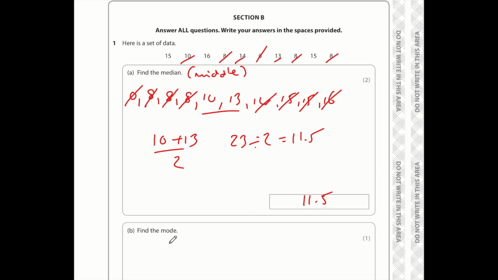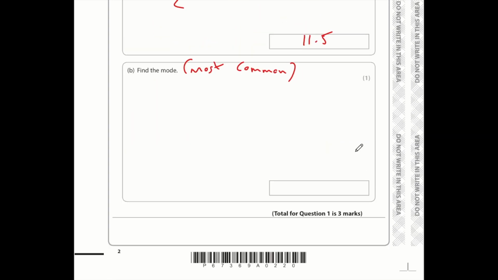Part B, find the mode. That is much easier. It's just which value occurs the most frequently, or which value is the most common. So if you look at the list, there aren't many values that repeat themselves. There's 2 15s, but there are 3 8s, so 8 is the mode, and that's the first question sorted.